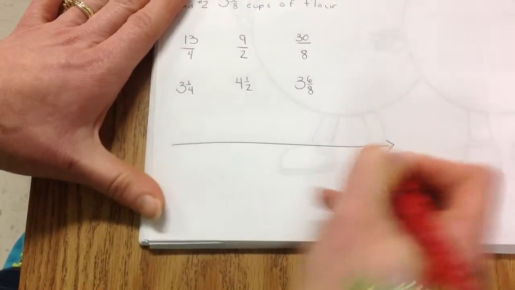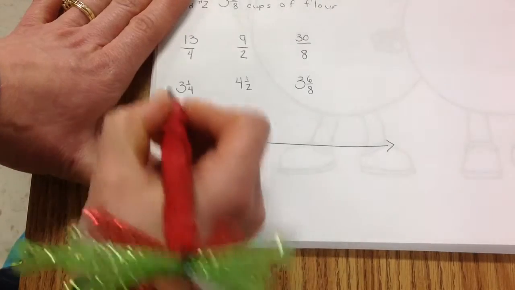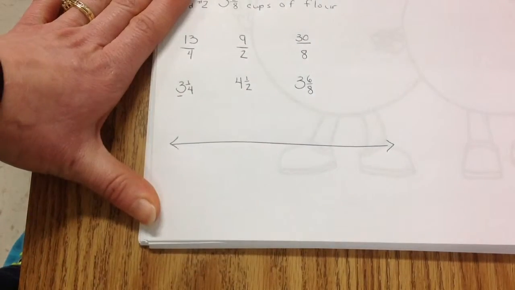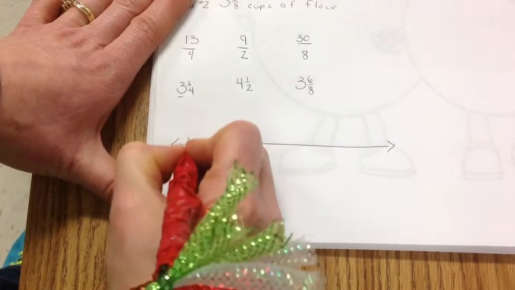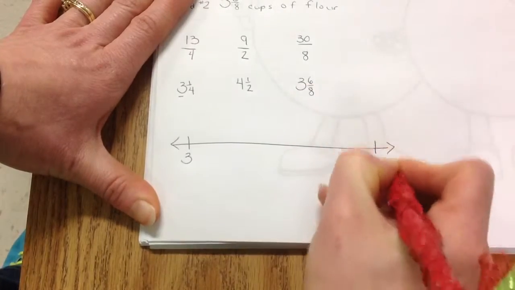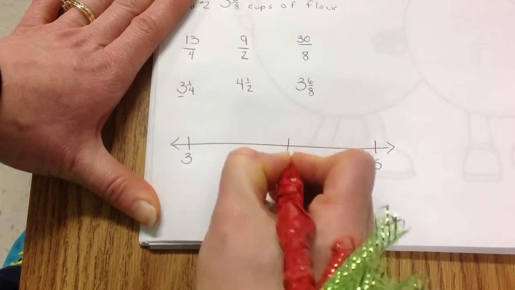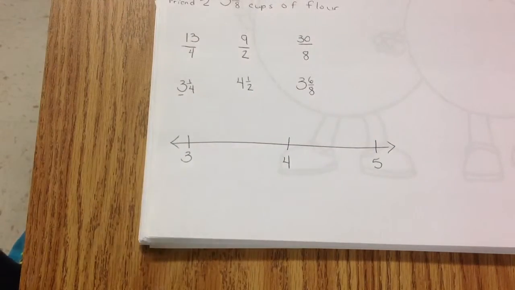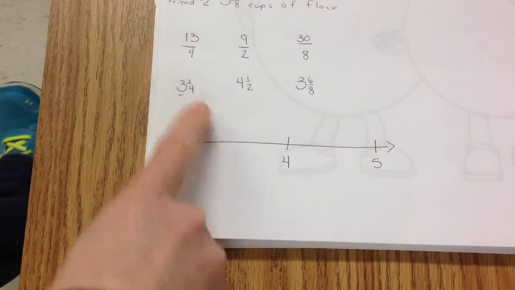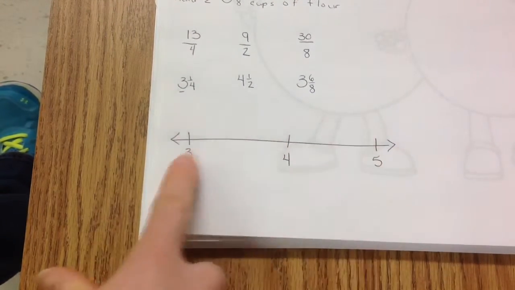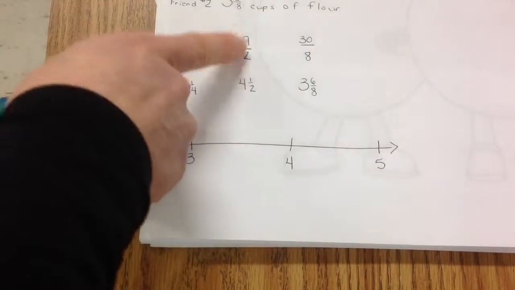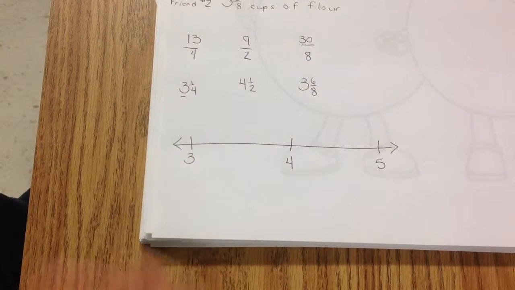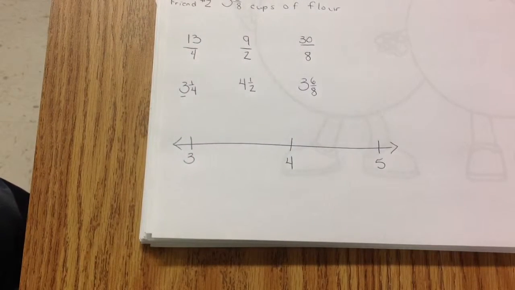Let's go ahead and draw that number line. So we know that our smallest whole number is 3, and our largest whole number is, no, not 4, because it's 4 1/2, so it would be 5. So what I would like you to do is figure out where 3 1/4 falls, 4 1/2 falls, and 3 6/8 falls. 13/4, 9/2, 30/8, either form doesn't matter. Pause while you do this.